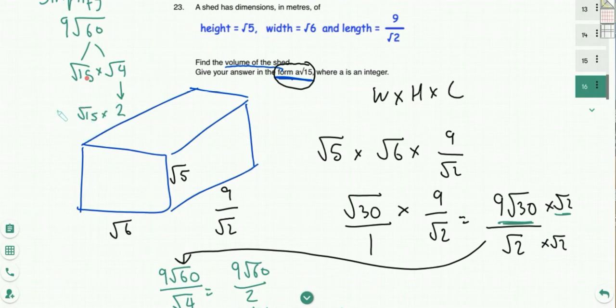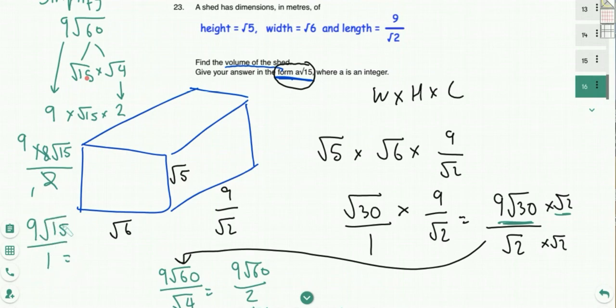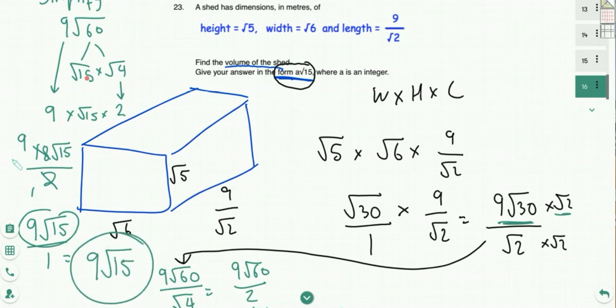So it's going to be 9 from the 9 down here times root 15 times root 2, which will be 18 times root 15. And we'll bring the 2 down. And then 18 divided by 2, we can divide both numbers by 2, so it's 9 over 1. So it's 9 root 15 over 1. And any expression over 1 is itself, so it's going to be 9 root 15. And this is our answer, guys. A is 9, and it's being multiplied by root 15.